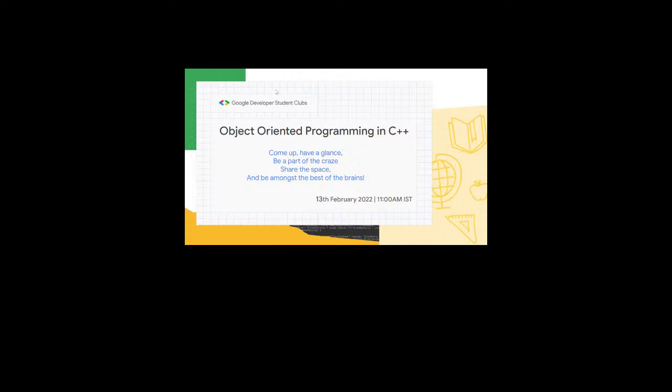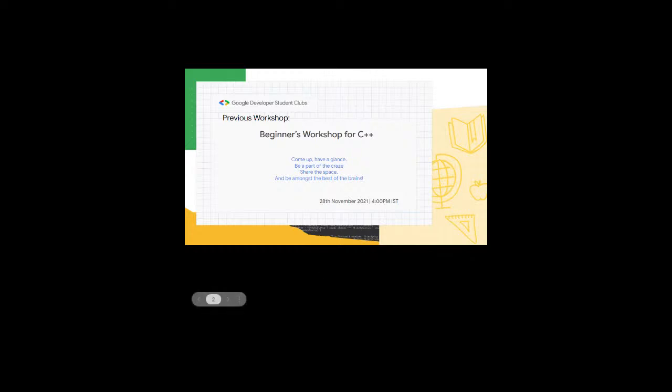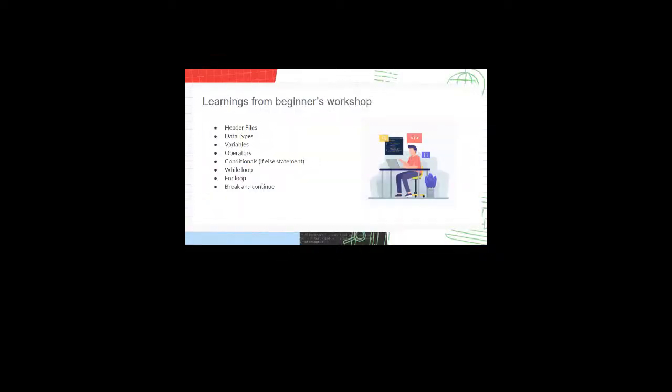So let's start our session in object-oriented programming in C++. In one of our previous events, we had organized a beginner's workshop in C++. In that workshop, we learned about header files, data types, variables, operators, conditionals, if-else statement, while loop, for loop, break, and continue. Taking that further, this event will make you go through some more advanced concepts of C++, that is, object oriented programming and exception handling.